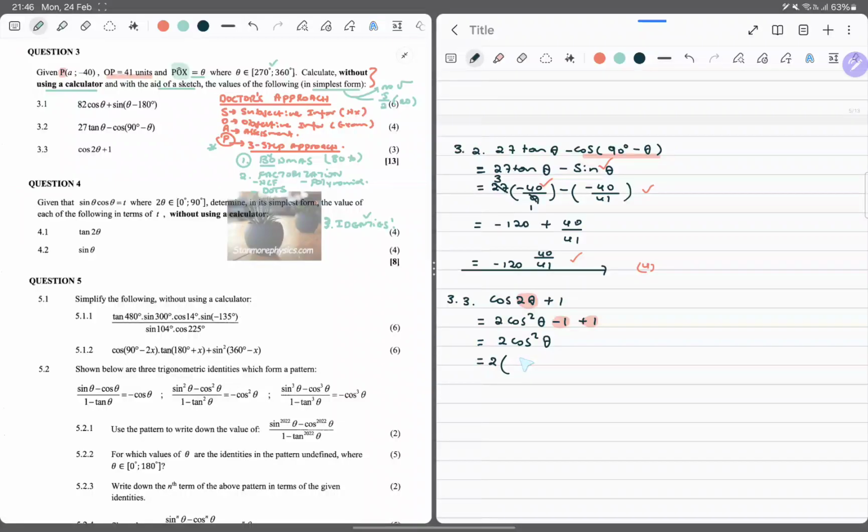So this is 2 into cos of theta, which is adjacent over hypotenuse. So this is 9 over 41. Okay, this is squared. Now here we are stuck with the issue. So we know 9 squared is 81. 81 times 2 is what? Is 162. So this is 162 over 41 squared is what?